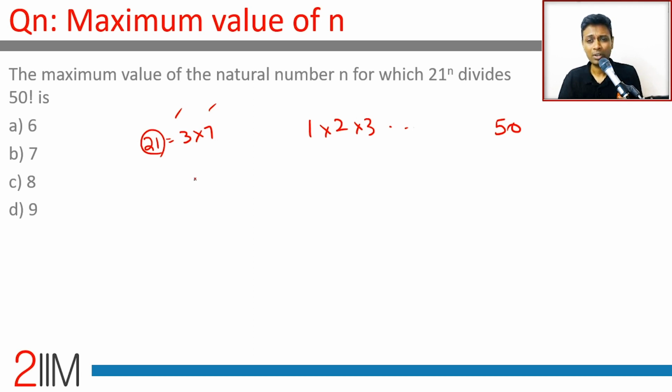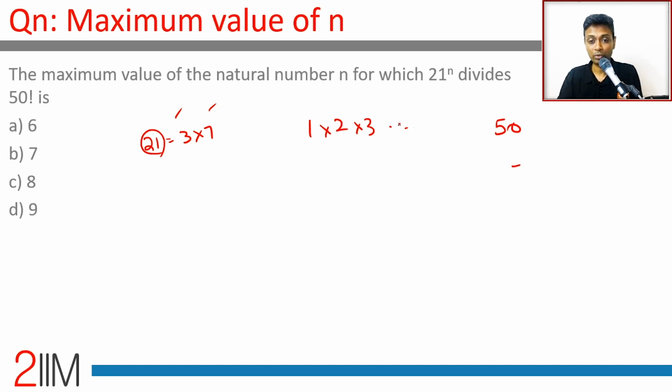The question is, what is the highest power of 21 that sits inside 50 factorial? Or what is the highest power of 3 and the highest power of 7 that sits inside 50 factorial? Remember, there are way more 3's than 7's. So the question effectively, what is the highest power of 7 that divides 50 factorial?